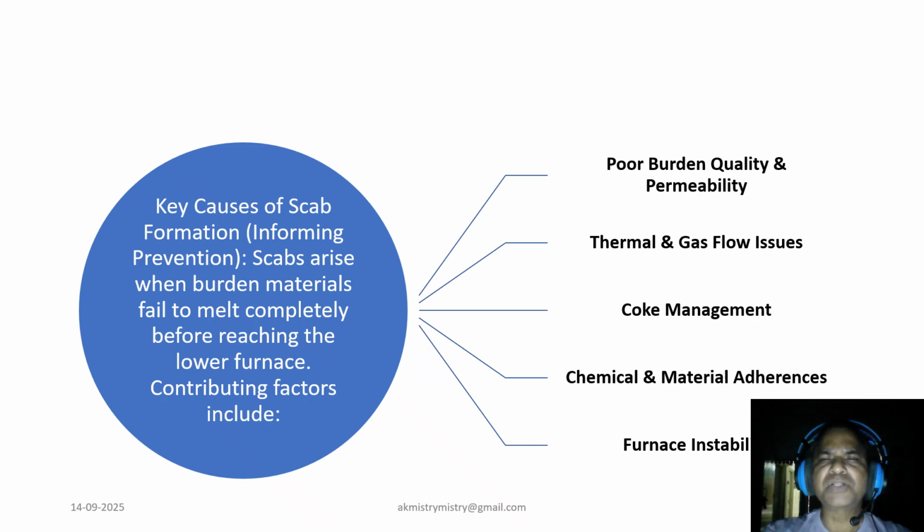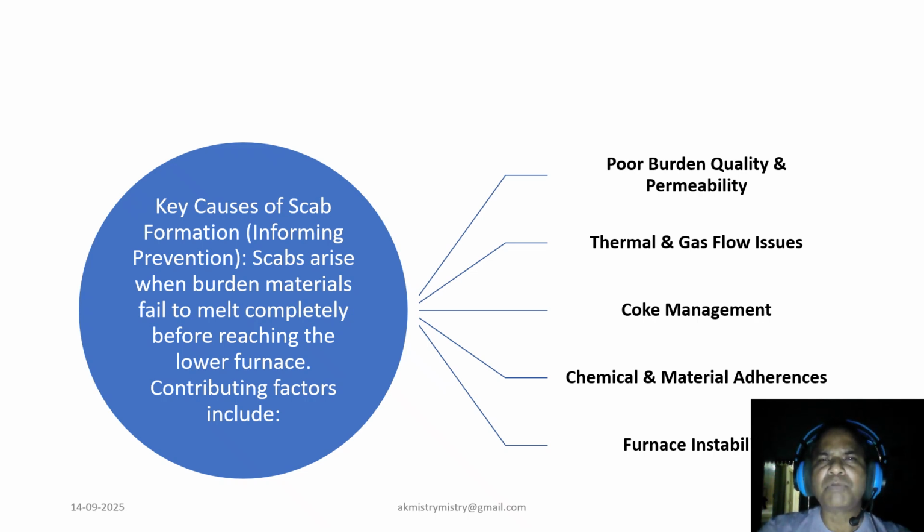Similarly, suboptimal softening and melting properties of burden can cause them to melt too slowly or at lower temperature, creating impermeable layers. Thermal instability, particularly a very cold furnace or a chilling trend, drives the cohesive zone downward, potentially solidifying it at a tuyere level and forming a scab. Late warming up of burden influenced by low burden levels or poor gas permeability also contribute.